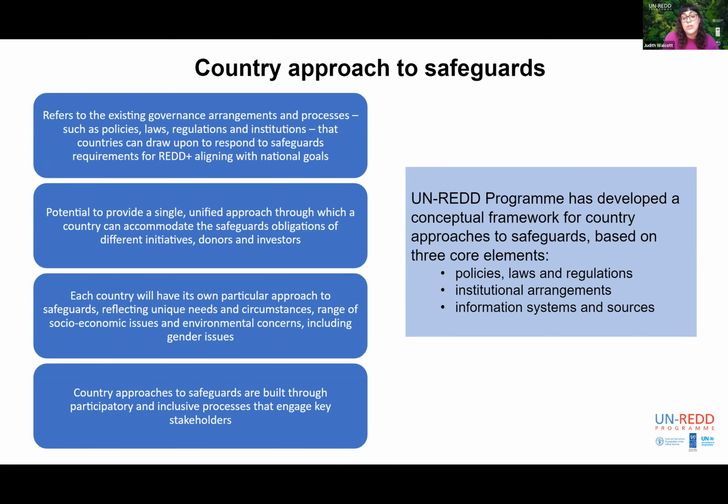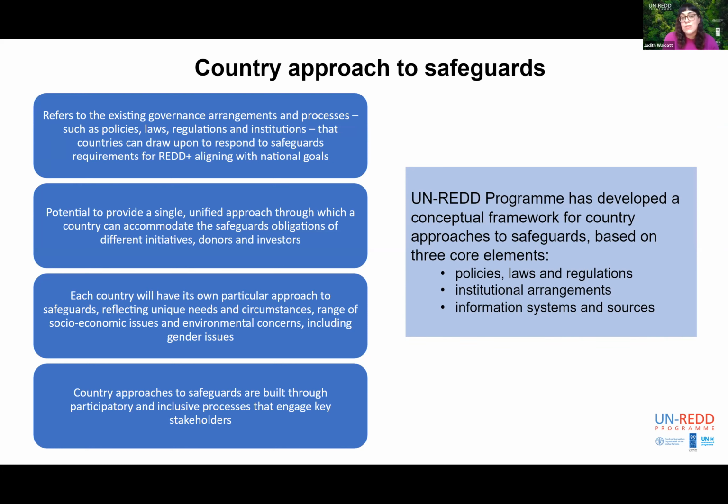It's quite important that these approaches are built through participatory and inclusive stakeholder engagement processes and reflect, again, national needs and contexts. Developing a country approach to safeguards can help to meet other national goals. It can help a country to achieve different sustainable development goals, goals related to gender, biodiversity, management of natural resources, to improve forest governance, and also to meet multiple requirements on safeguards to help access finance for climate and forests.